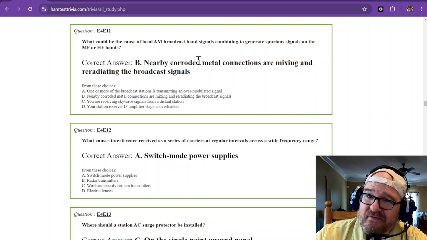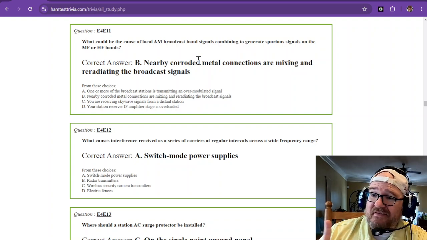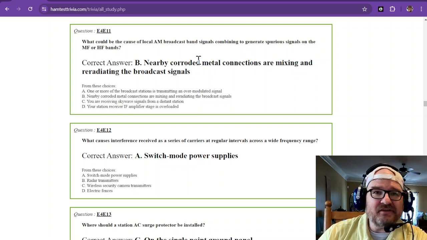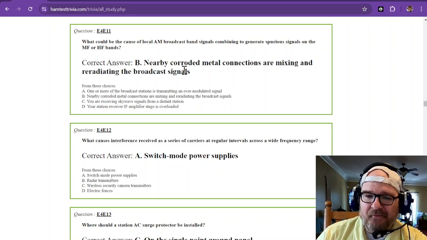That is something else that I have never looked into around my house. I don't know if there are any AM broadcast stations near me. I could check that out.